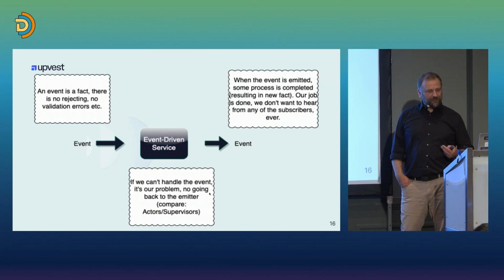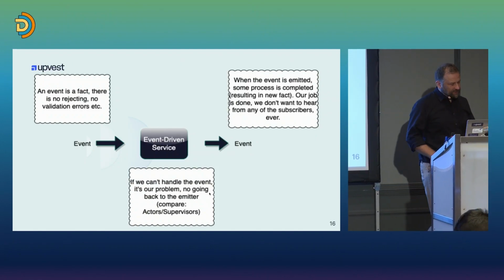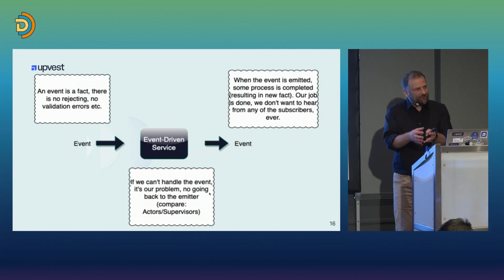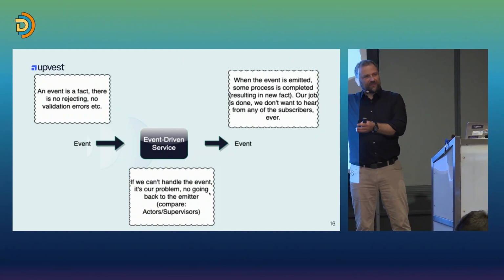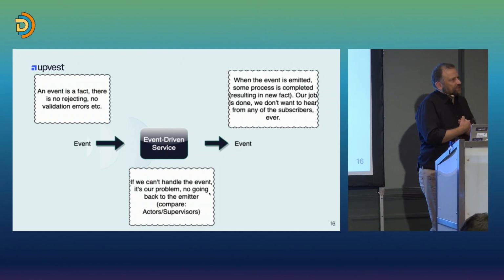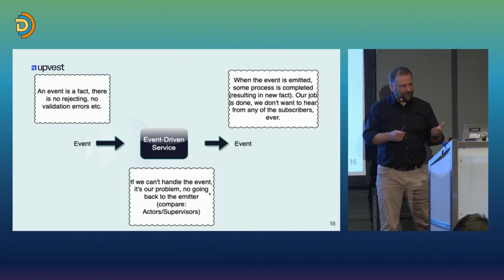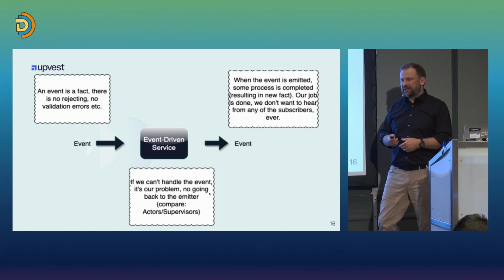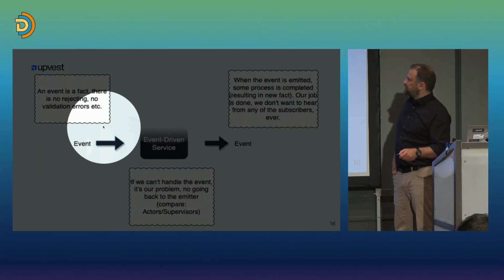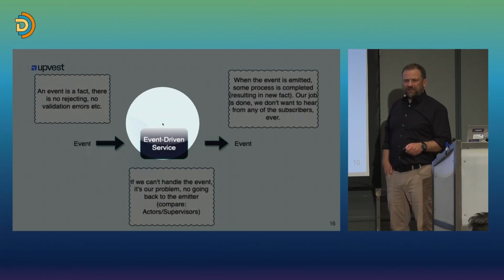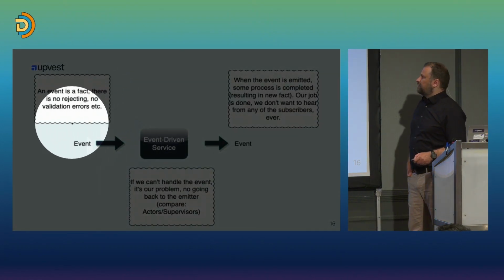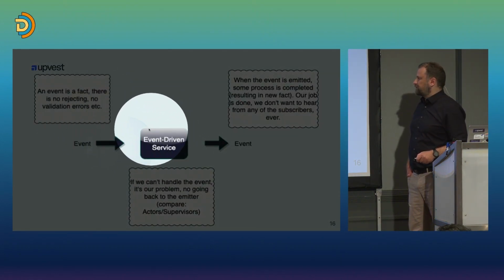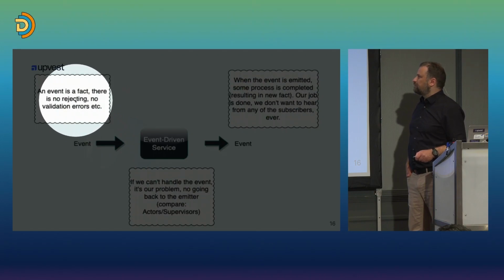And events express facts. If I emit an event, it means something has happened, a fact has been created. An order has been created. So if I submit this event, there's no point in validating it or challenging it. It just describes a fact, so there's no going back. In a command, I can return an error code and say, no, I can't execute this. With an event, I'm just stuck with this event. It's my responsibility now to deal with it.